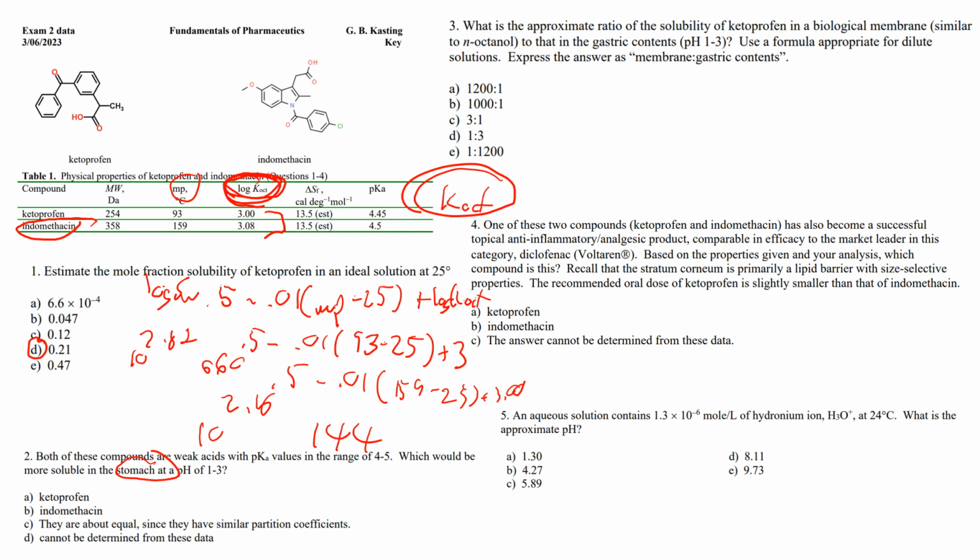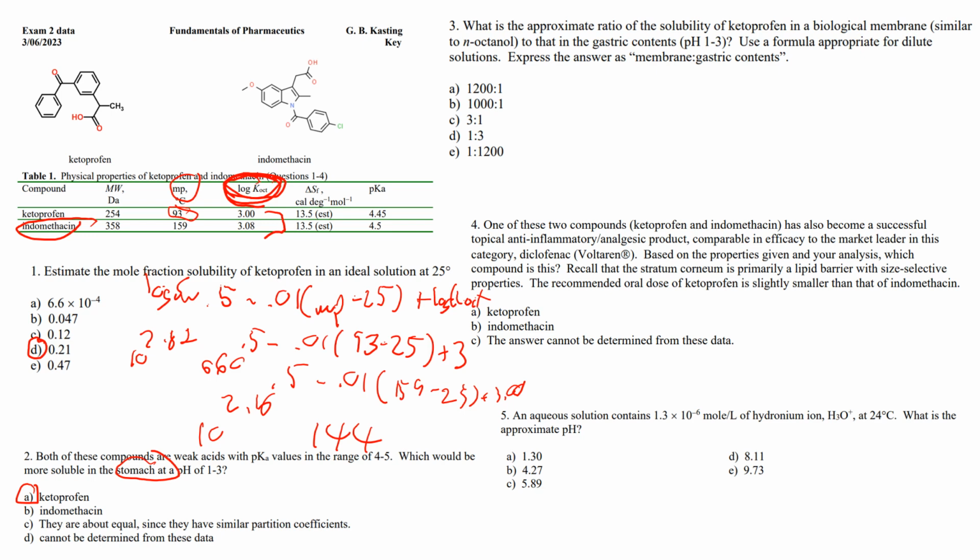And this is another thing to mention, that things with a lower melting point are generally much more soluble. So in this case, it's actually the ketoprofen that is more soluble, even though that log K-oct was lower. And you can see how that just difference in 50 degrees of melting point can be so influential in changing those values.